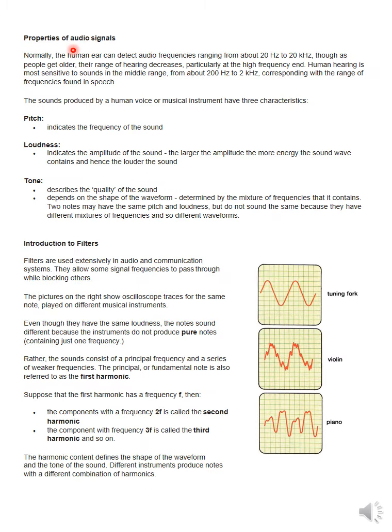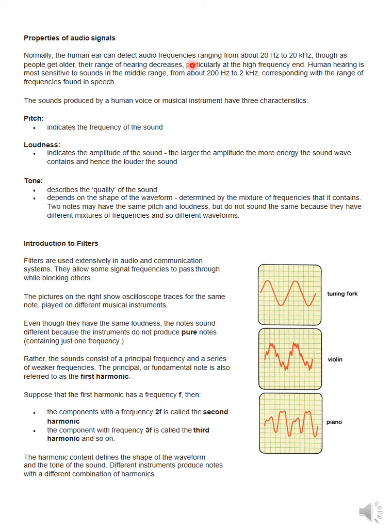As we know in that chapter, we mostly use audio signals or electrical signals. If we talk about audio signals, the human ear can detect audio frequencies which are in the range of 20 hertz to 20 kilohertz. As people get older, their range of hearing decreases. As we all know, as we grew older, we start hearing less, particularly at the high frequency end.